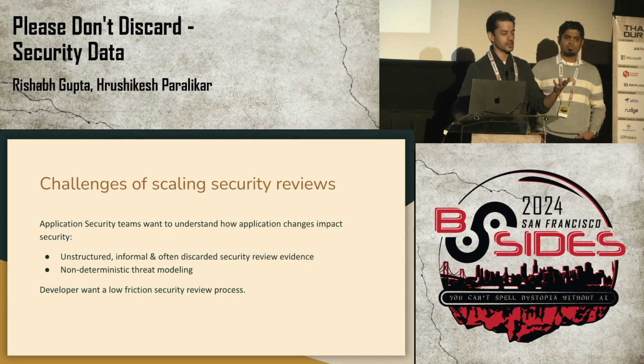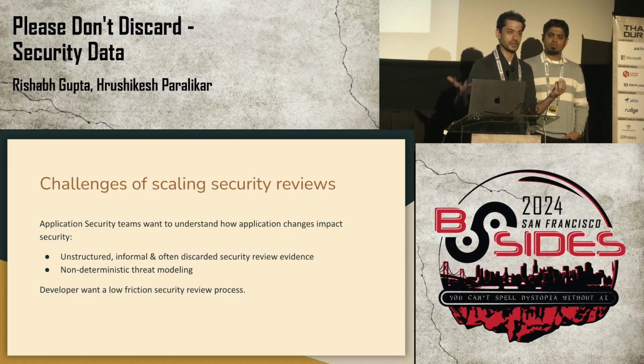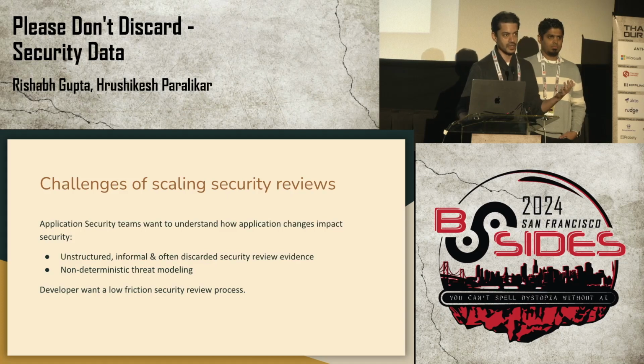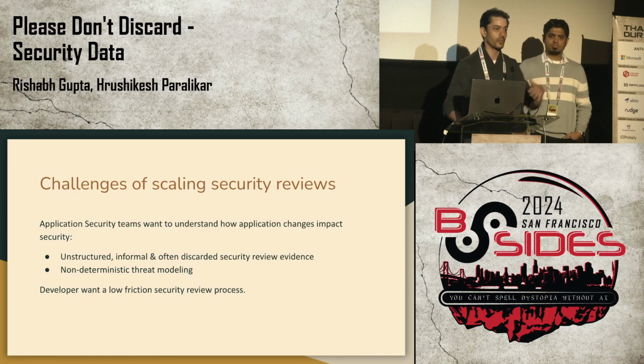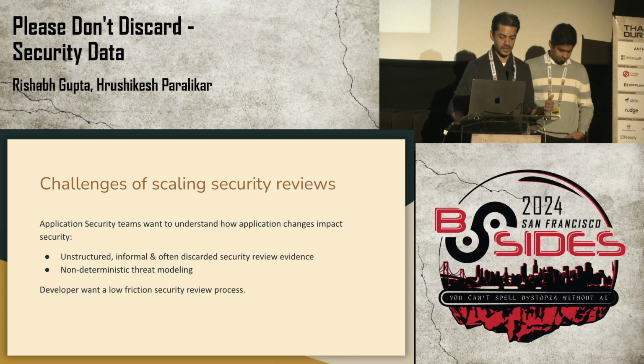And that can be a difficult one to answer because security reviews generally tend to be unstructured. That can be a document, like a Confluence page or something, a design doc. They tend to be informal and they're very rarely stored. So it can be difficult for a security engineer to then go back and look at how does this particular piece of security review that a developer did affect the security of a system, right?